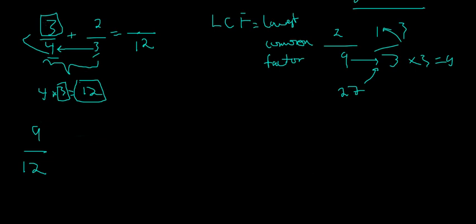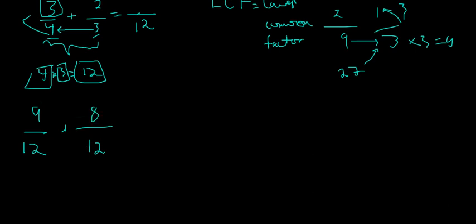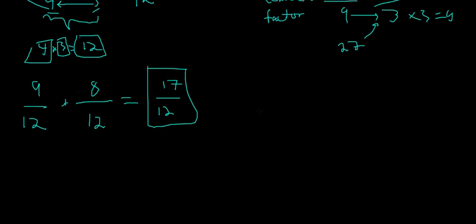So we multiply the top, the numerator, by 3, and we got 9. And how much do we multiply the bottom to get 12? 3 times 4 is 12. So you just multiply the top number 2 by 4 and you'll get 8. Then you add them now, which should equal 17 over 12, and this cannot be reduced, so this is your full answer. And this applies to subtraction too.